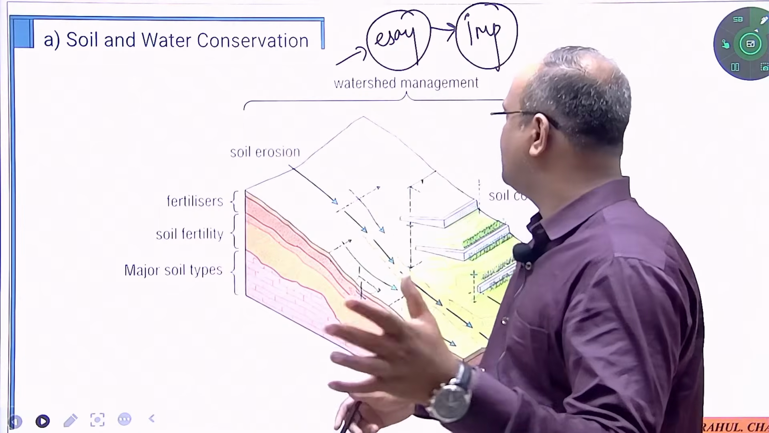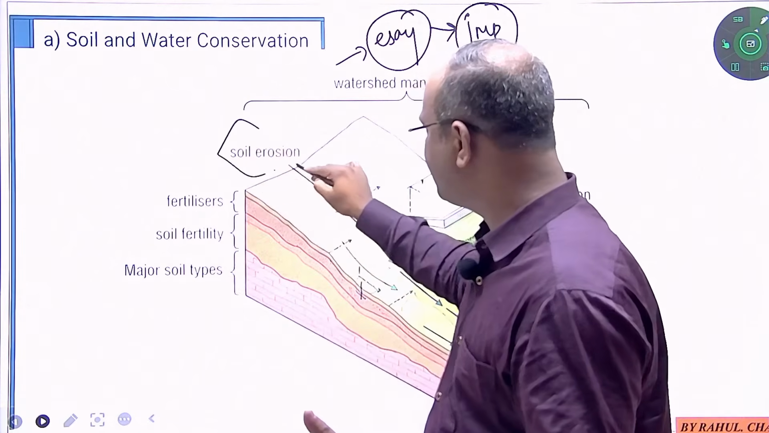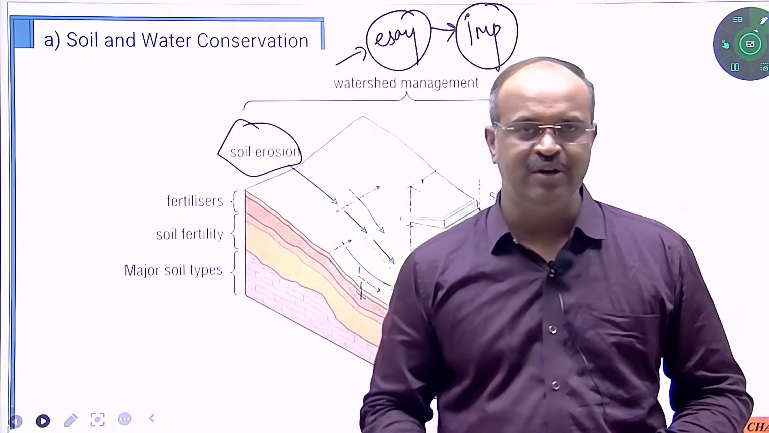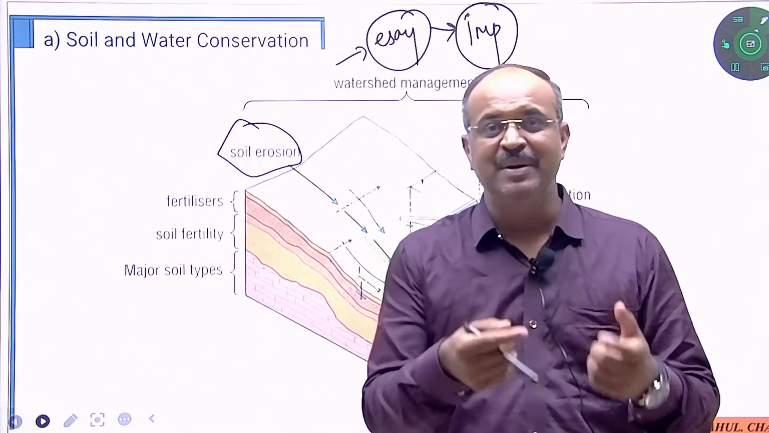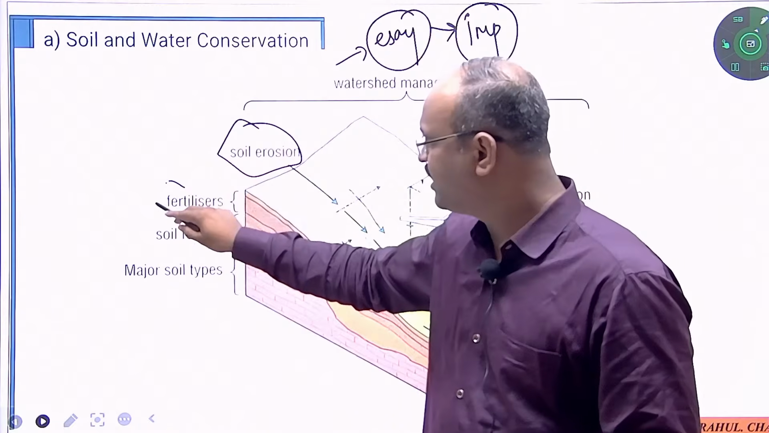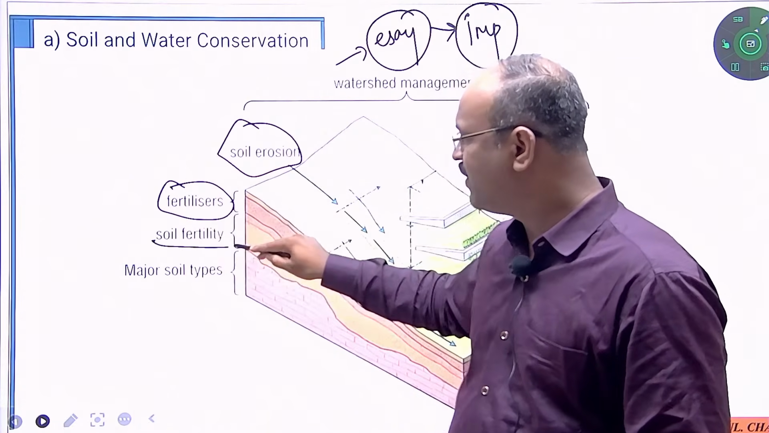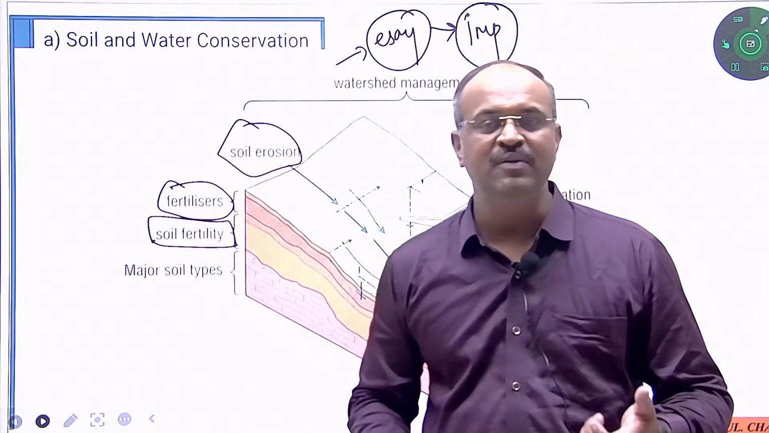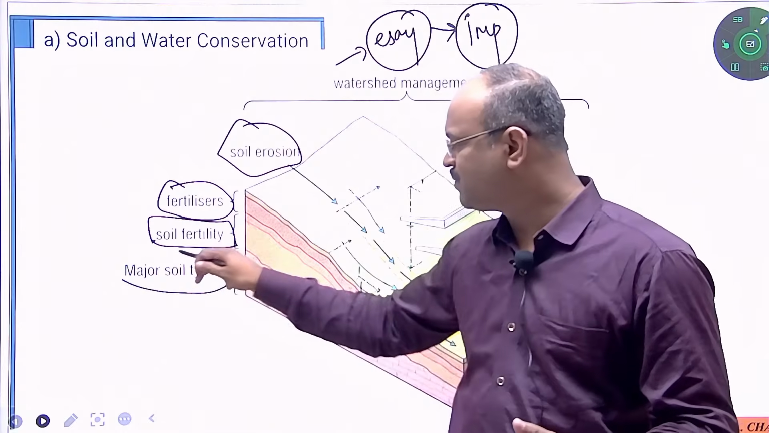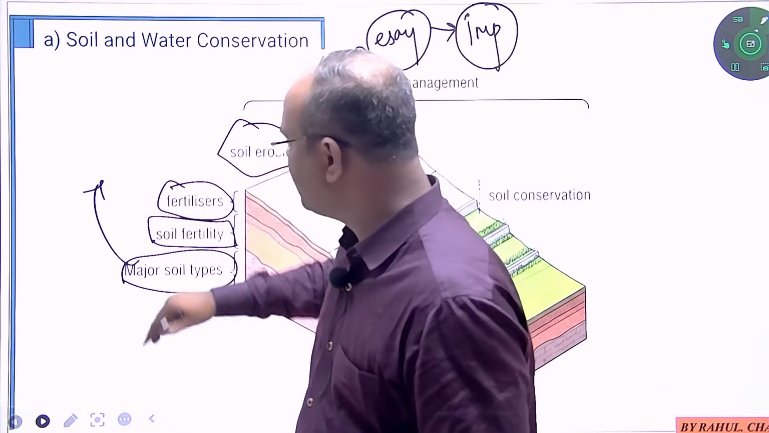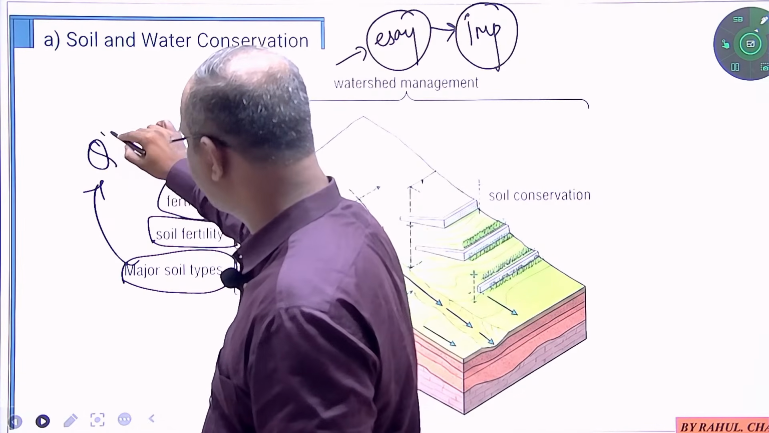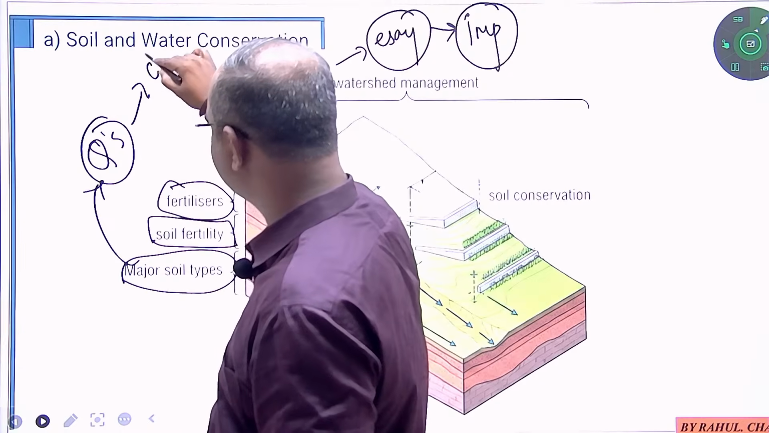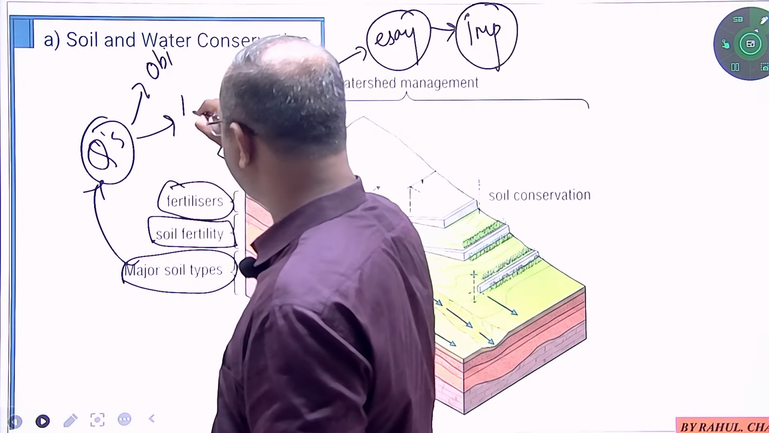Now see, the questions are being asked with respect to soil erosion. So what are the different types of soil erosion? The question has been asked in the prelims. Or say for example, what are the different types of fertilizers? Soil fertility. So you need to understand what soil fertility is. Then it is the major types of soil. On the major types of soil, you will be getting questions. It may be objective or it may be descriptive.